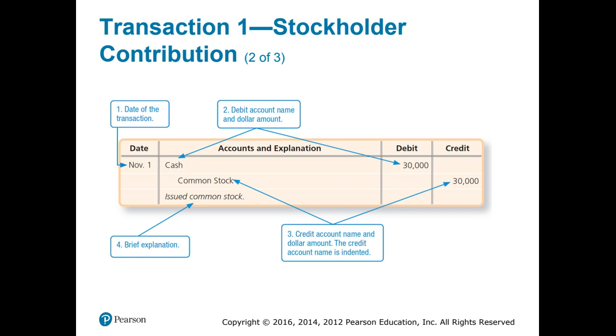So the debit account name for this example is cash, and the debit dollar amount is $30,000. And then the other account that was affected was common stock. So the credit account name is common stock, and that is indented. And then you put the credit amount on the credit side. And then the last piece of the journal entry, you will write a brief explanation. So in this example, what happened was we issued common stock. So we're just going to put in a little note here letting them know that we issued common stock.